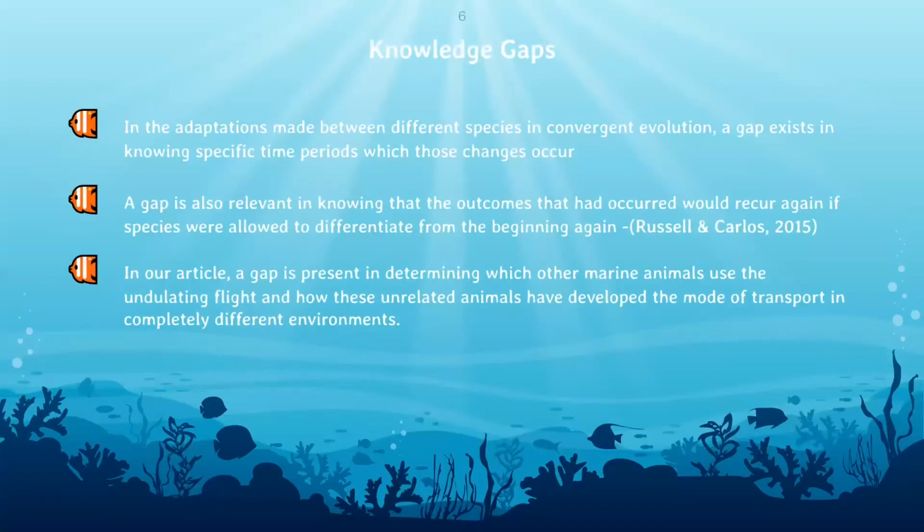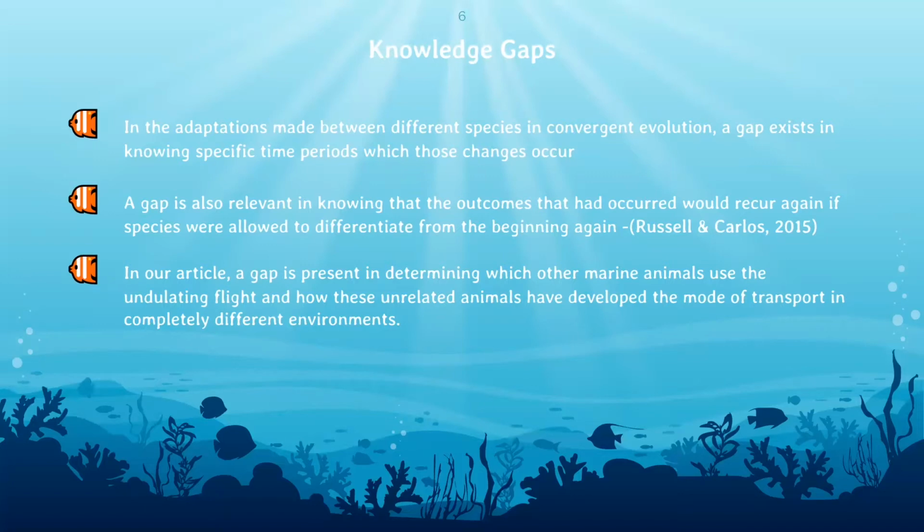In the adaptations made between different species in convergent evolution, a gap exists in knowing specific time periods where the changes occur. In the past, this was addressed by studying lineages in phylogenetic trees and extinction patterns to help narrow, but not really give specifics. A gap is also relevant in knowing the outcomes that already occurred that would never occur again if the species were allowed to have a restart.